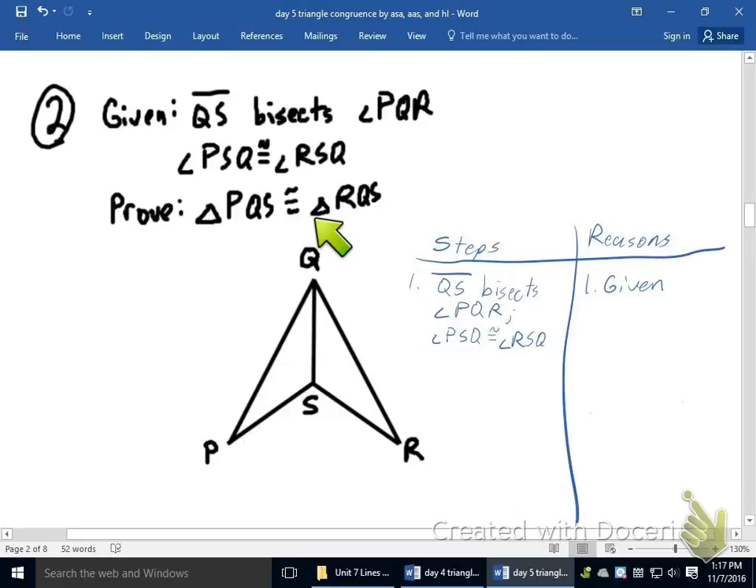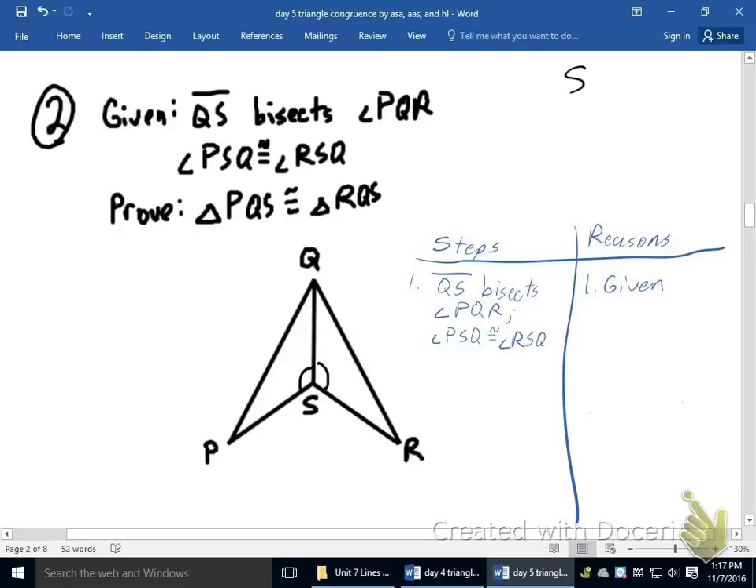We'll go ahead and jot down some things from my given. It said that angle PSQ is congruent to angle RSQ. So I'm going to go ahead and include that on my diagram. That's the only thing it really gave me. So I have 1 pair of angles.